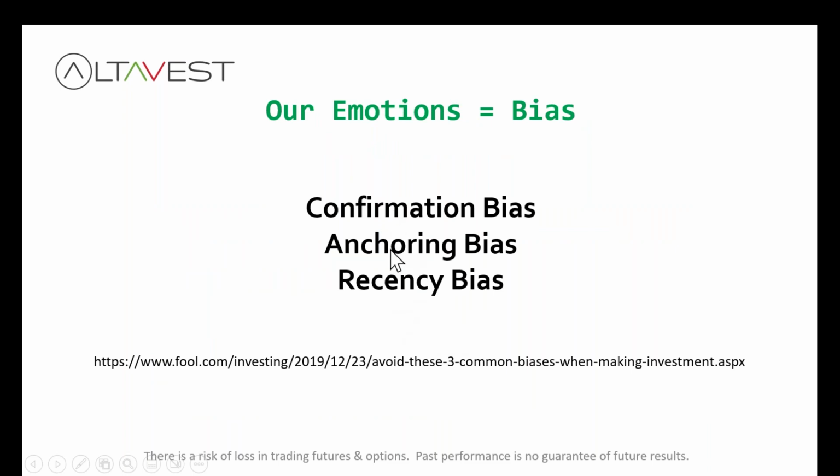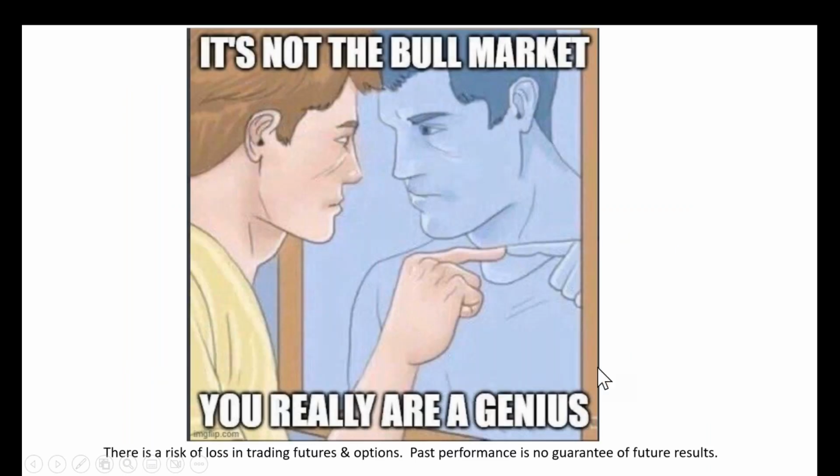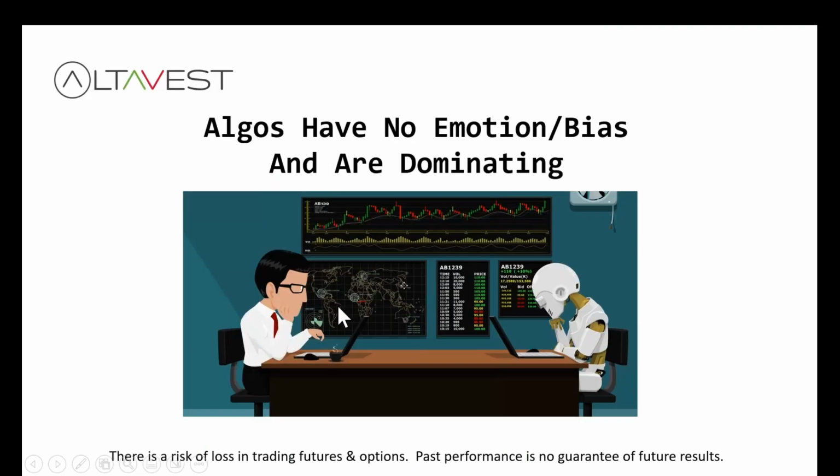I think that's a fair assessment. You have confirmation, anchoring, and recency bias. And maybe this one image here sums it up very well. So when things are going great, we tend to think we're a genius, but let's not fall into that trap. So let's jump in here to the algo portion of the presentation and the demo.